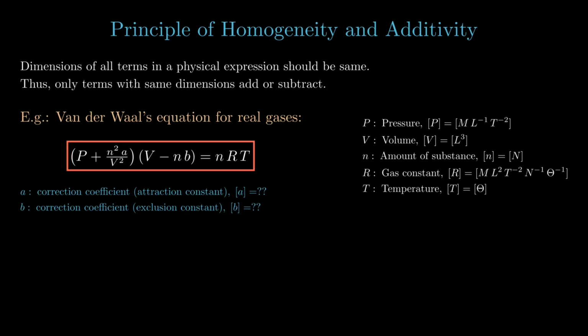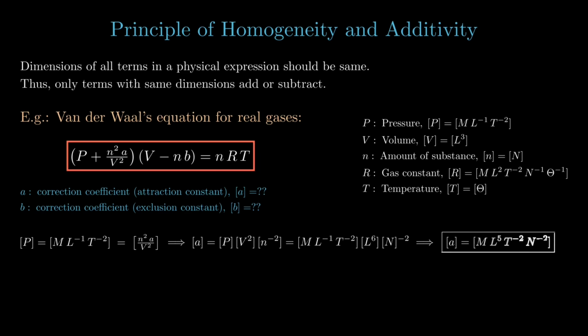First, look at the modified pressure bracket. Since P and n squared A by V squared add, their dimensions must match exactly. So we know that pressure is force upon unit area, allowing us to obtain its dimensional formula, and we also know that volume is simply length cubed and n is the number of moles. Thus we solve to obtain the dimension of A, which is simply pressure times volume squared over mole squared, and thus equals M L to the power 5 T to the power minus 2 n to the power minus 2. Physically, A denotes the measure of the magnitude of attractive intermolecular forces within the gas.